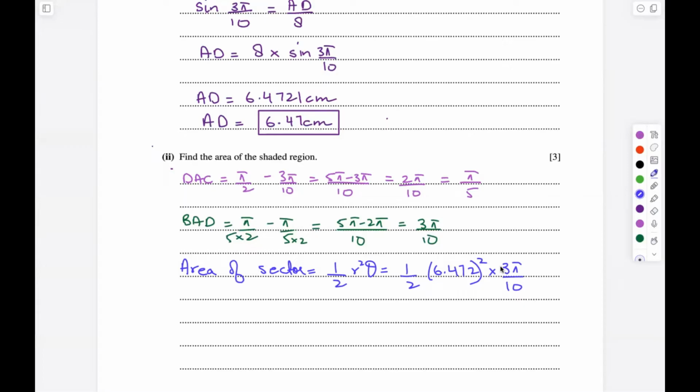And we'll have to square 6.472 first. So 6.472 squared multiplied by 3 pi divided by 10, and then dividing it by 2. Just a correction: 3 pi divided by 10 multiplied by 6.47 squared and then dividing this by 2. This will be 19.726 centimeter squared.